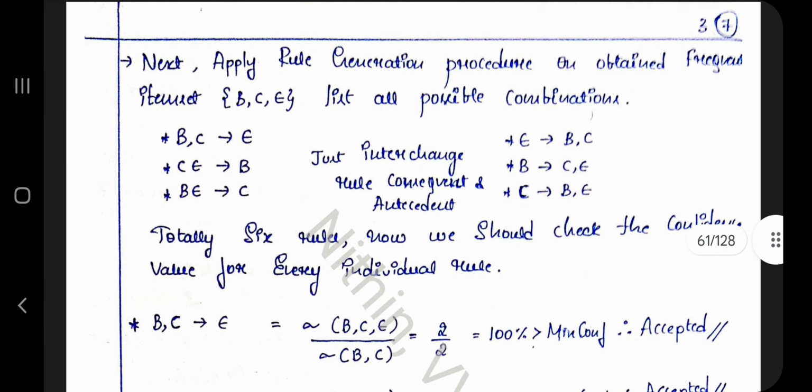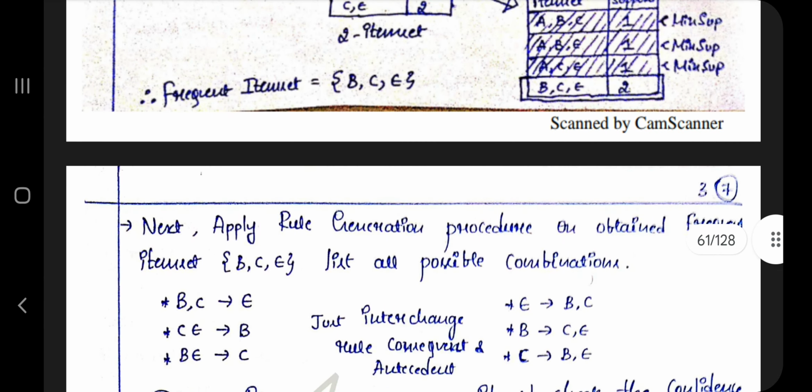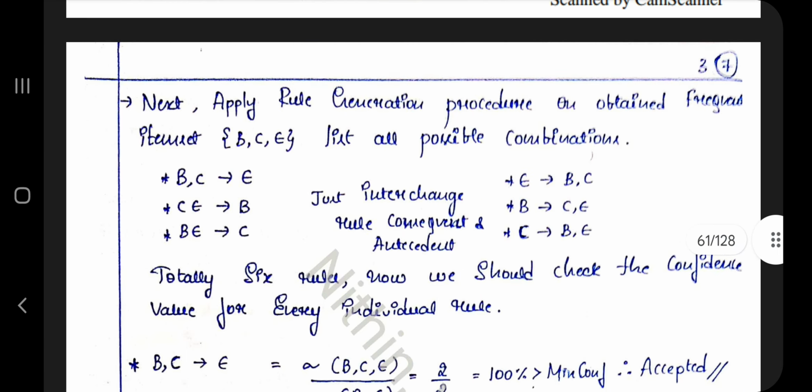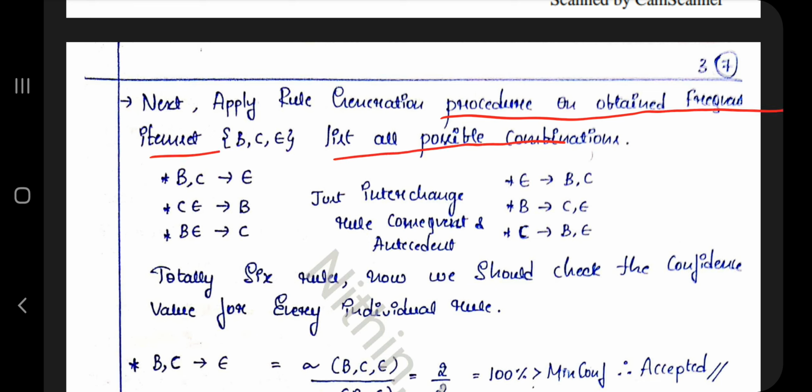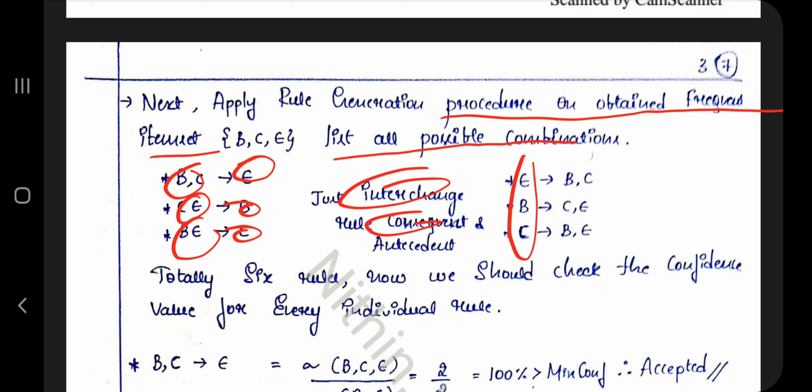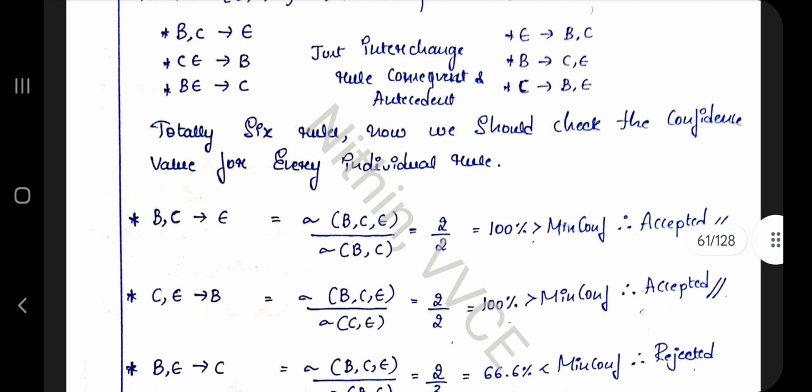Now we have to apply some rules. You have got how many letters? B, C and E, right? Applying the rule generation procedure on the obtained frequent items, list all possible combinations. So BC goes to E, EC goes to B, BE goes to C. Then interchange the rules, writing in reverse order whatever you got on one side on the other. In total there are 6 rules.